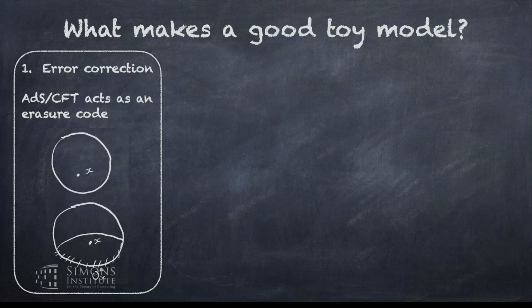And that means that we can recreate this bulk operator purely looking at this boundary region. So that means we can erase a fairly large portion of the boundary without losing any information about operators living in this portion of the bulk. So in that sense, ADS-CFT is like an erasure error correcting code. And obviously this bulk operator doesn't live purely on this boundary region. There are many other boundary regions which have this bulk operator in its entanglement wedge. So we have a redundant encoding of operators.